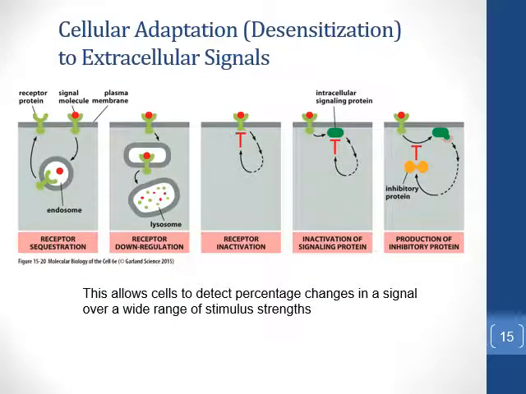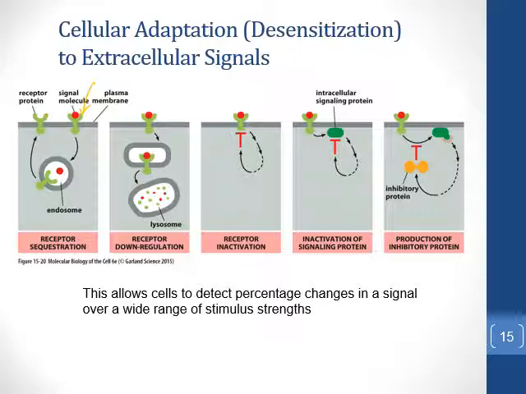Now, a couple of other general things we need to consider before we look at some specific examples. Cells are going to adapt to these signals. They're going to be desensitized. In other words, how's the cell going to respond to the presence of these signals? Well, let's look over here on the far left. Look at what happens here. You have a receptor or a signaling molecule that engages a receptor.